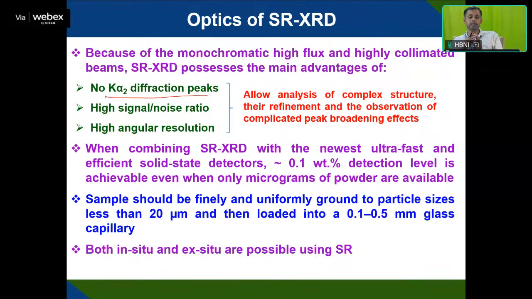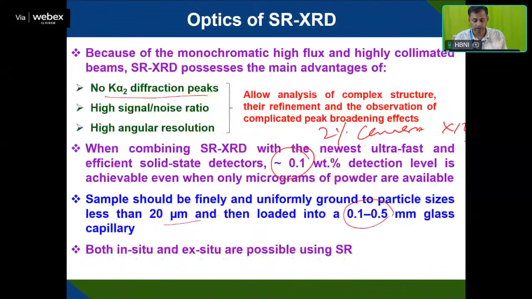A single crystal synchrotron XRD can be combined with different ultrafast or steady state techniques and solid state detectors, where the detection limit can go to 0.18%, which was about 2% in the case of conventional XRD. So it has much higher sensitivity, and samples should be finely and uniformly ground to a particle size of less than 20 micron and loaded into the glass capillary.